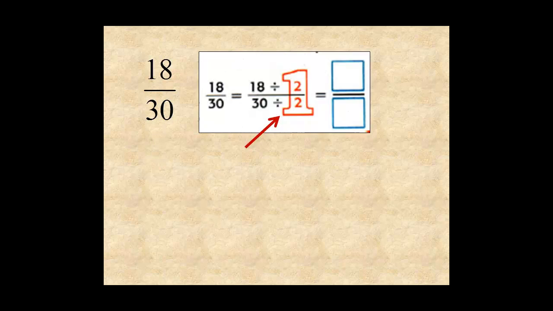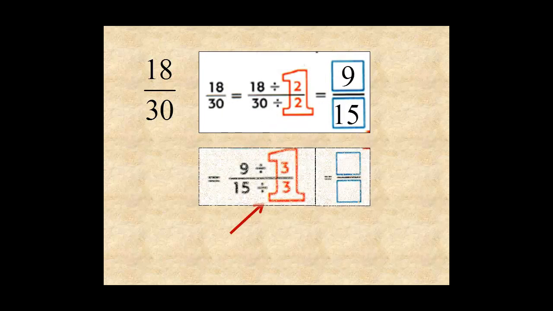In example 2, to simplify the fraction 18 over 30, first divide out the common factor of 2. For 9 over 15. Then divide out the common factor of 3. And you get the equivalent fraction 3 over 5. It's okay to simplify a fraction one factor at a time.